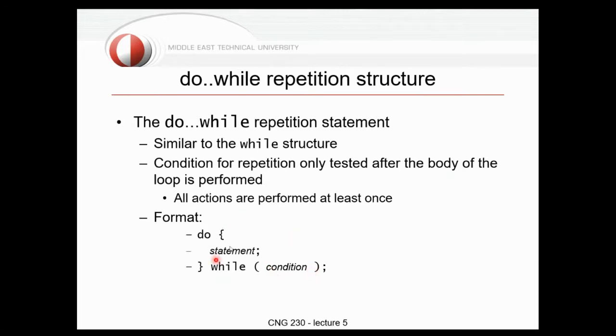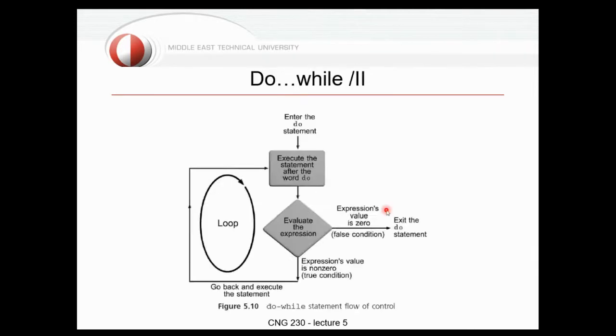Here, first we are executing this statement once, and then we are checking the condition. If the condition holds, again we do it. So this loop continues until we reach a point that this condition doesn't hold, and we finally get out of the loop. This is how it works. First we execute the statement, then we evaluate the expression. We check if the condition holds or not. We go through this loop until finally this condition doesn't hold and we get out of this loop.